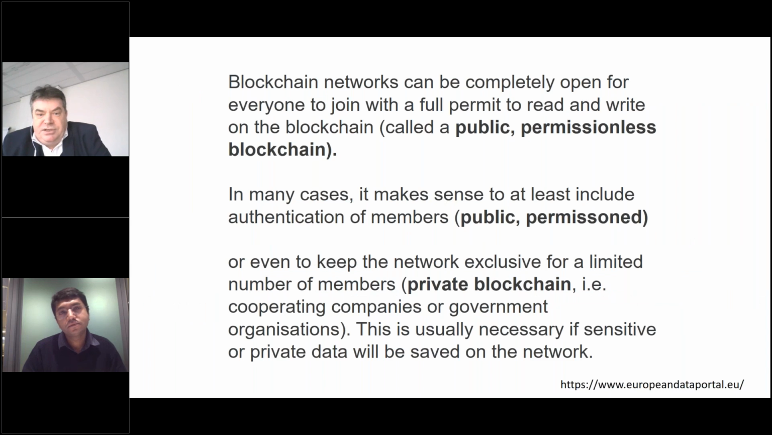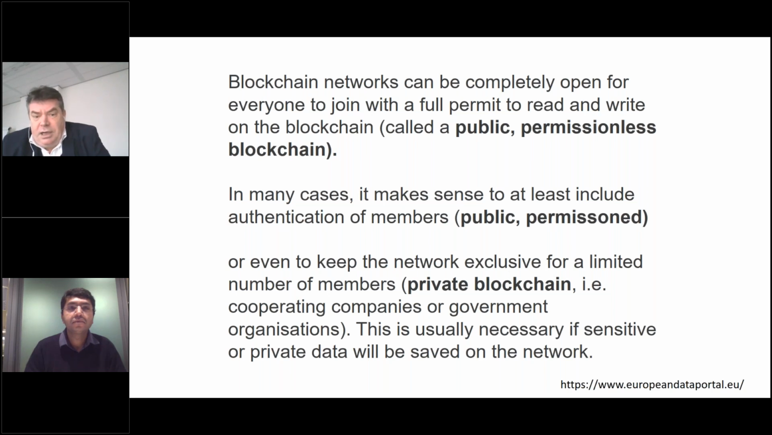And this works because you can set up the blockchain in different ways. So you can have a fully open to join network, a public, permissionless blockchain. In that case, everyone joins with a full permit to read and write. But in most cases, it makes more sense to at least include some authentication of the members, and that's a public permissioned blockchain. But it may, in many commercial cases, be important that the network is exclusive for a limited number of members and effectively is a private blockchain, i.e. in companies or in some government organizations.